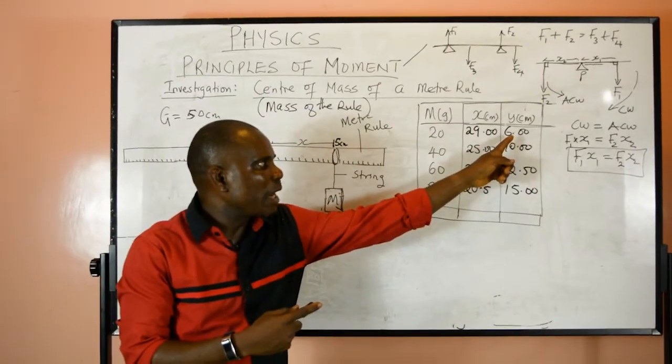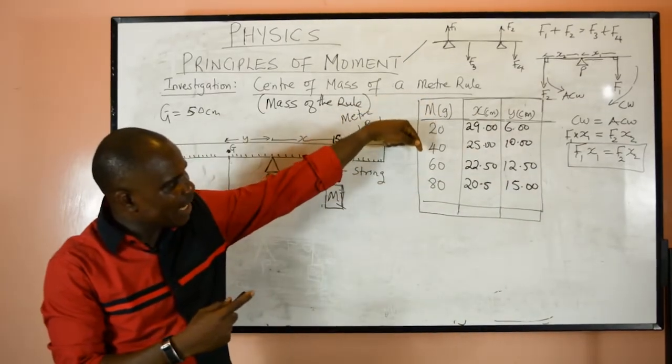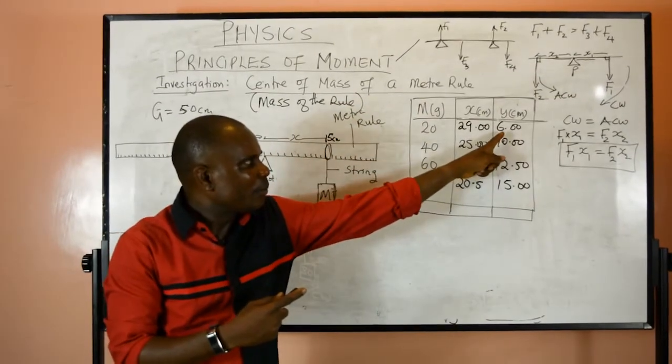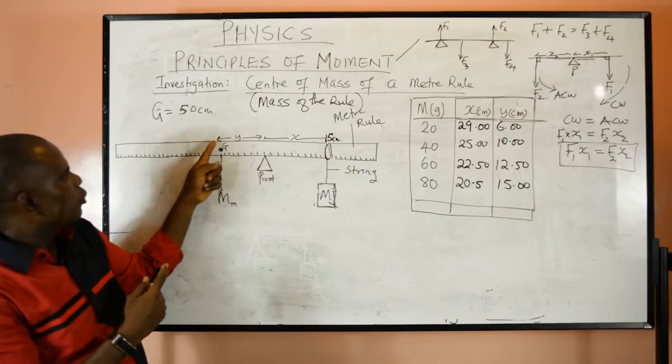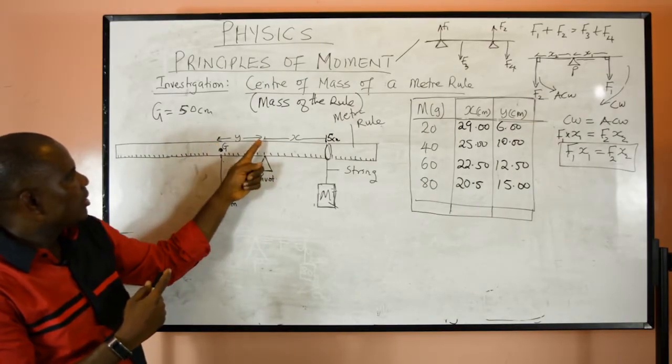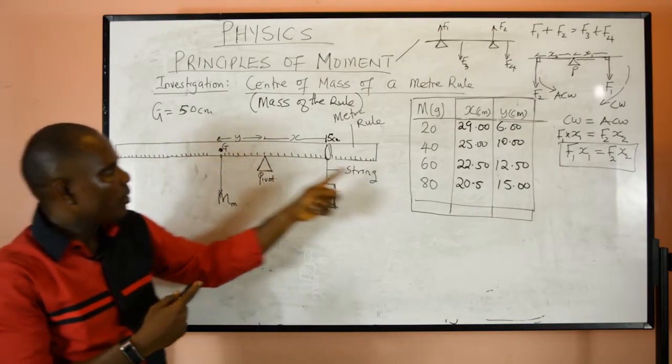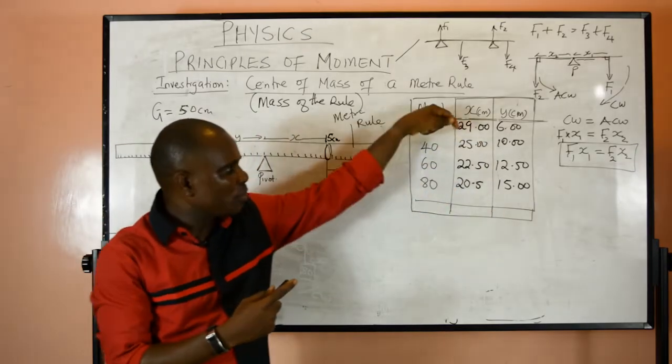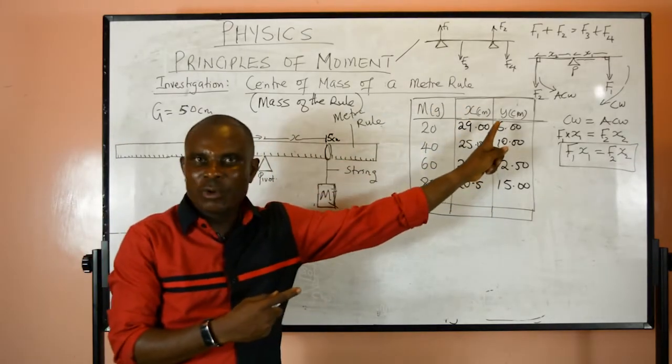The reverse was happening here. As I was increasing the mass, the distance y between the center of mass and the new pivot position was increasing. So as x was reducing, that's how y was increasing.